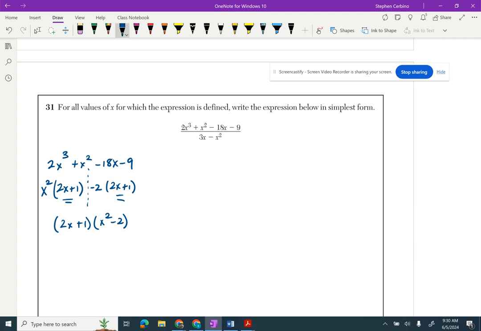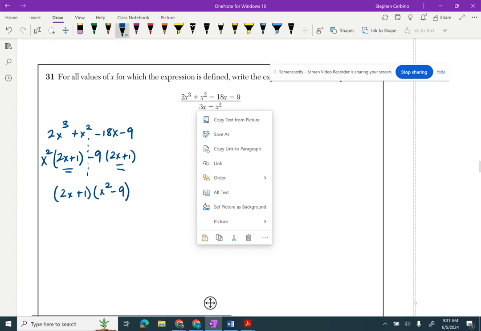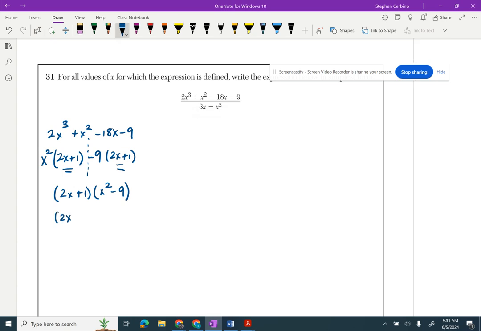I just did that wrong. This is negative 9. There we go. That makes more sense. Okay, so the GCF of those last 2 terms is actually negative 9. I made a boo-boo there. So if we take out negative 9, we'd be left with 2x plus 1. And now that we have that expression, we can keep factoring. So the first term is not factorable. The second term is factorable, a difference of 2 squares, x plus 3, x minus 3.